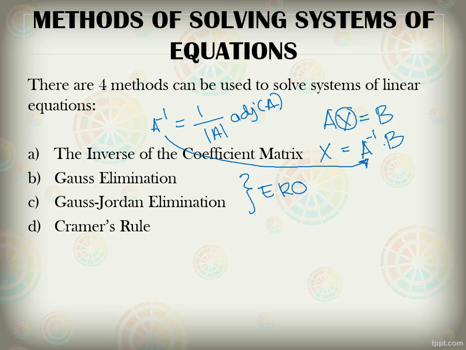The last method that can be used to solve a system of linear equations is Cramer's rule. Cramer's rule uses the determinant of a matrix.